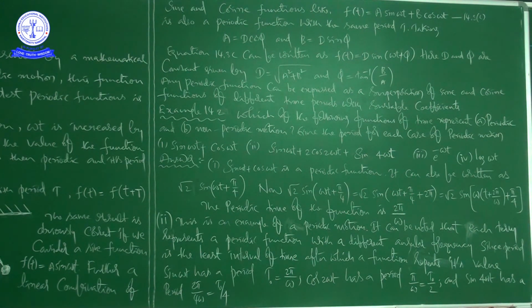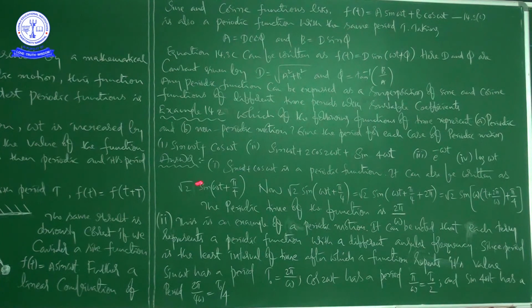It can also be written like this: root 2 sin(omega t plus pi by 4). Now root 2 sin(omega t plus pi by 4) is equal to root 2 sin(omega t plus pi by 4 plus 2 pi), because if you add 2 pi, you get the same thing. That you can also write as root 2 sin(omega into (t plus 2 pi by omega) plus pi by 4).